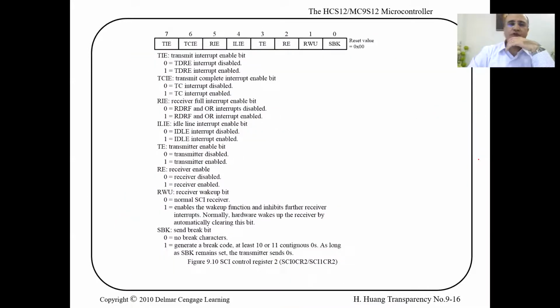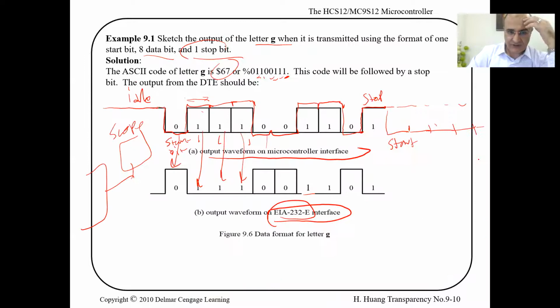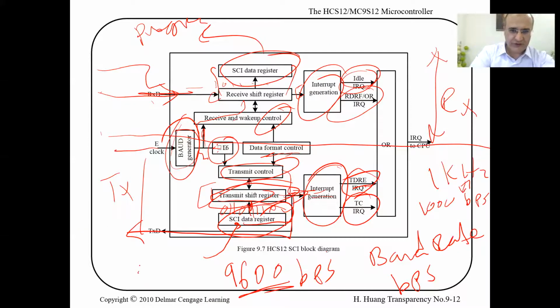And control register 2. Now in the transmission, we have two types of enable of interrupts. And in the receiving, we also have an interrupt to tell us that our receiver is full and it's time to go read the data. In the transmission, if I remind you where it is here, let me clear a little here.